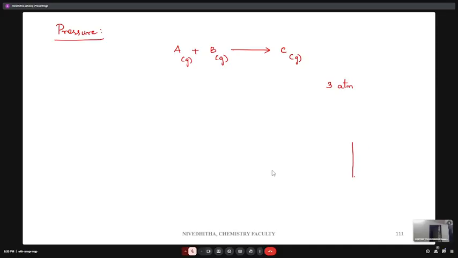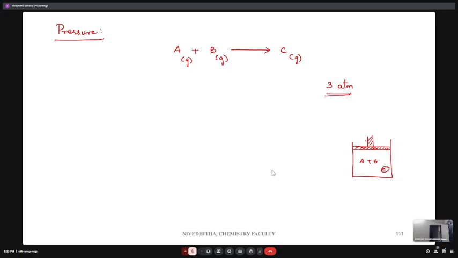For example, this reaction is occurring in a cylinder whose volume can be adjusted. So this is a frictionless piston, right? The volume can be adjusted. So here I have reactants A and B, both combining together to form a product C. And now the system is at equilibrium and the pressure of the system is 3 atmosphere.